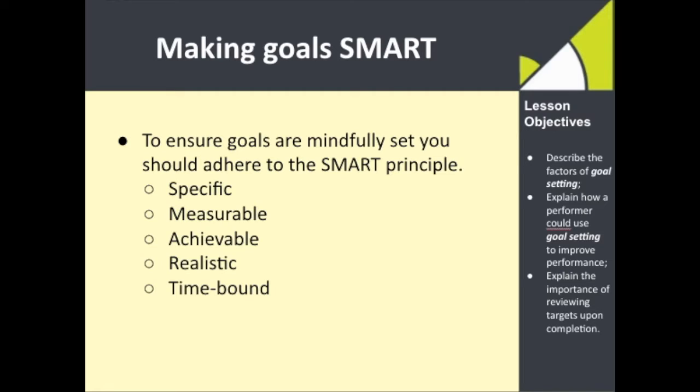It needs to be measurable, so you need to know what you're actually aiming for. So you want some numerical value to the goal. So again, if it's a race, say you're doing a park run and you set yourself a target of doing it in 25 minutes, you can actually run the park run and see whether you did it in 25 minutes or not. It also needs to be achievable.